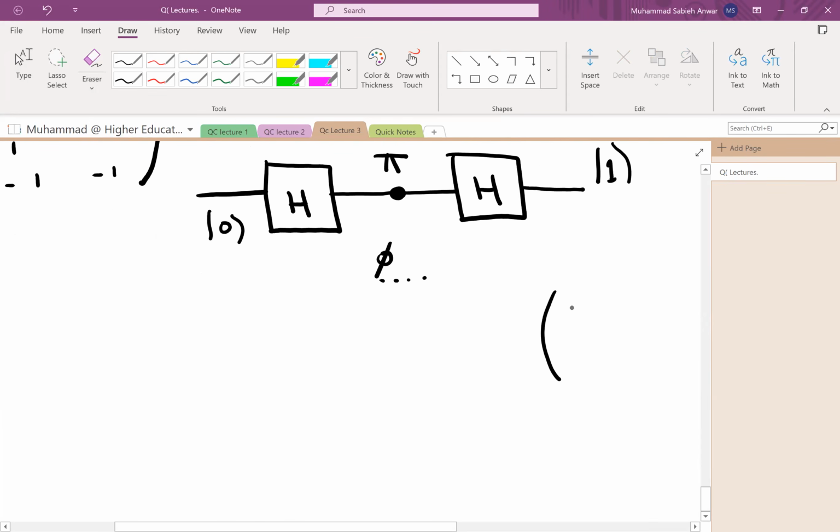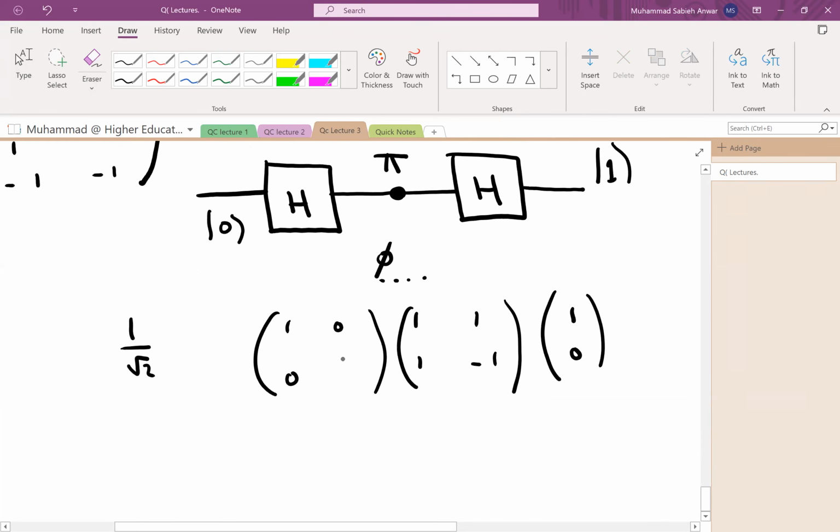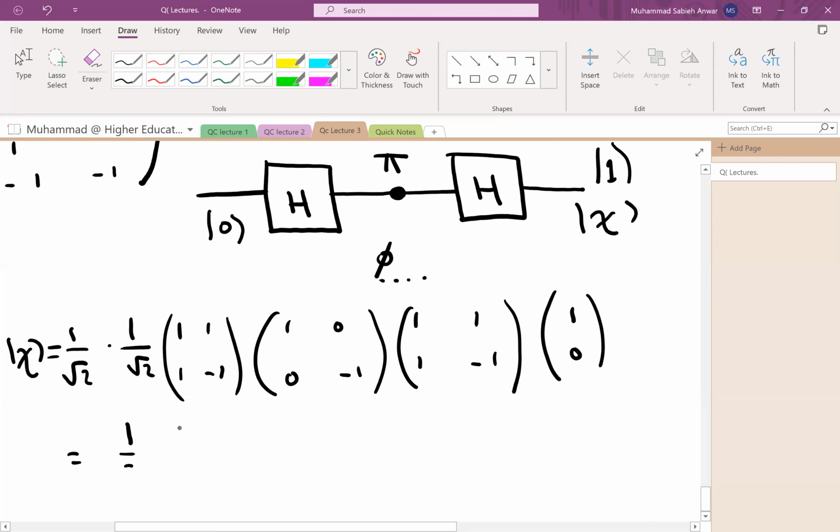My initial state is ket 1, 0. My first Hadamard gate is, putting 1 over root 2 outside, 1, 1, 1, minus 1. My phase gate is 1, 0, 0, e raised to i pi, which is minus 1. And then I have another Hadamard gate at the output, 1, 1, 1, minus 1. So let's see what my output is going to be here. This is 1 half, 1, 1, 1, minus 1, 1, 0, 0, minus 1.